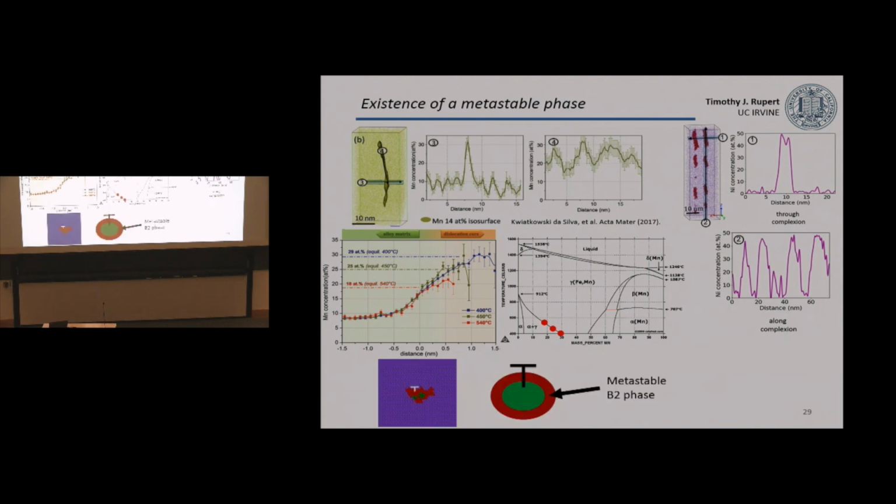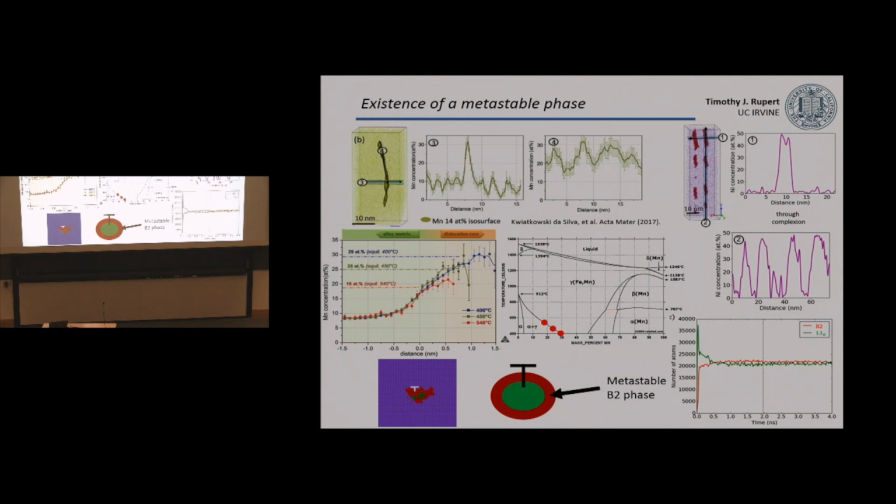Okay? But we're seeing something very different. We're seeing two-phase coexistence there. And most importantly, we're seeing this outside wedge of this B2 phase that doesn't show up anywhere on this phase diagram. It shouldn't be a low energy state.